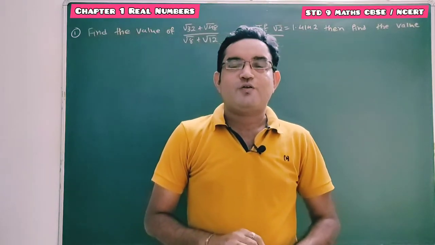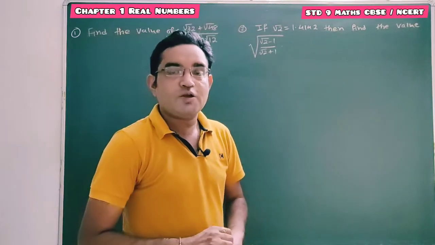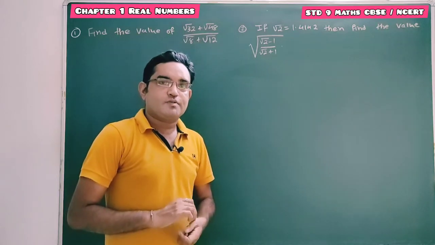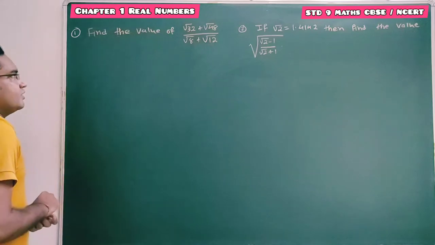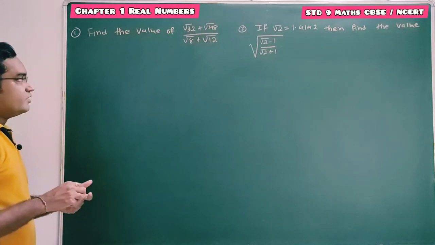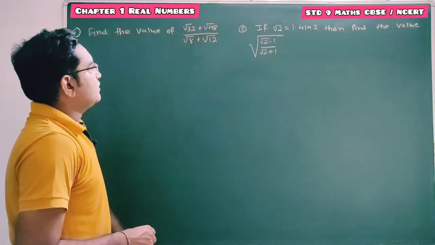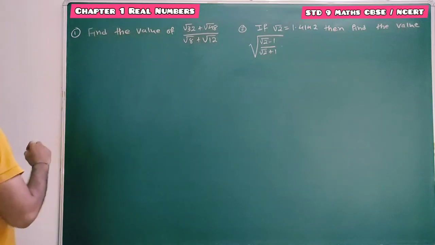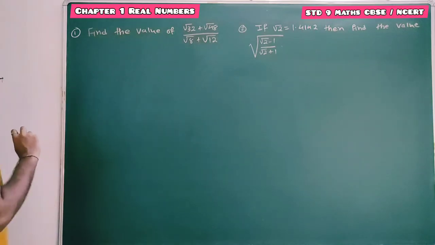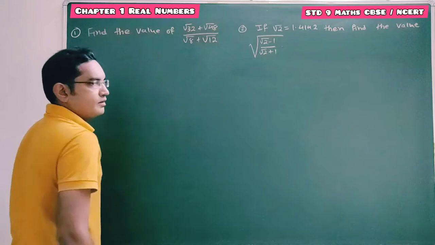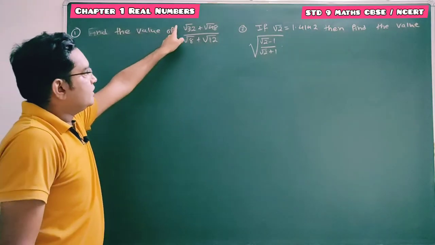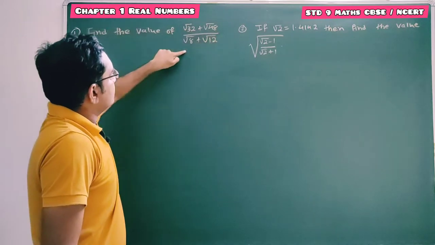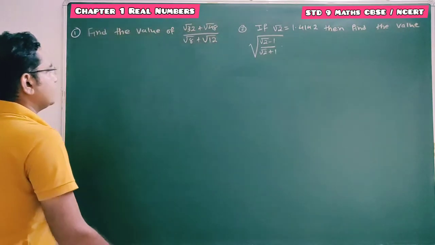Now in this video we are going to discuss higher order thinking skill sums of chapter number 1 for standard 9. So let's start with question number 1. Here we have to find the value of root 32 plus root 48 whole divided by root 8 plus root 12. So these are the irrational numbers and we have to find the value of this entire expression. So let's try to solve this question.